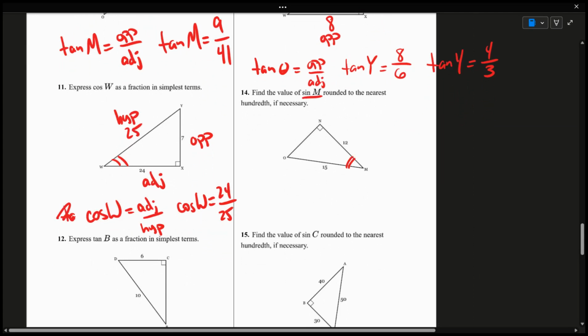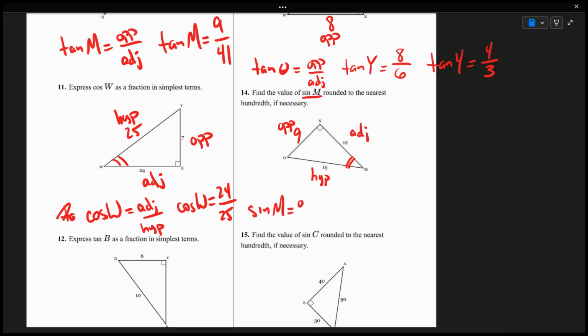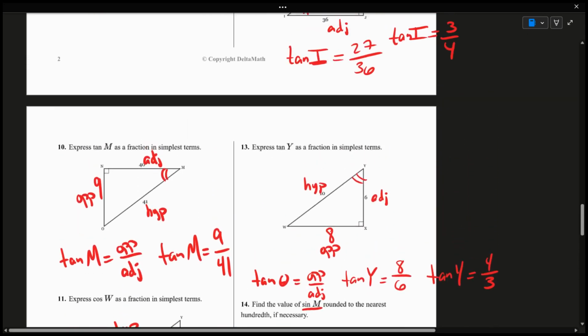All right, the only one I guess I haven't done is a sine one, whoops, sine of angle M. 12, 15, I'm looking for that leg. This is 4 times 3, 5 times 3. This must be 3 times 3 or 9. Relative to angle M, this is definitely the hypotenuse, opposite, adjacent. SOHCAHTOA, sine of M is equal to opposite over hypotenuse. So sine of M equals 9 over 15, reduced by a factor of 3, 3/5.